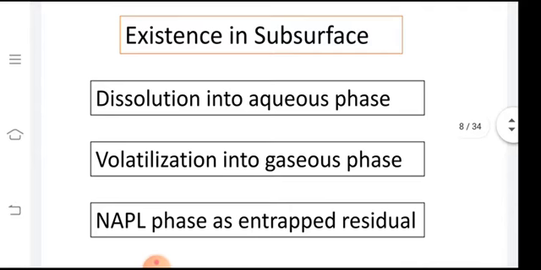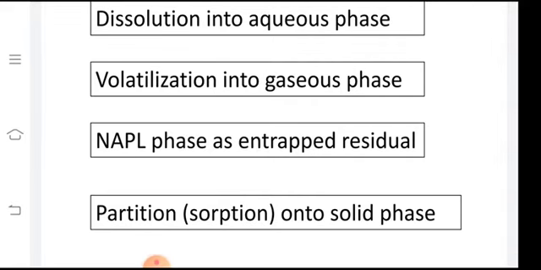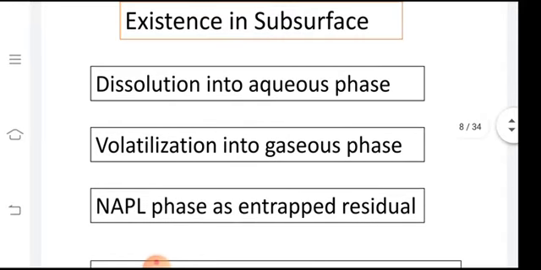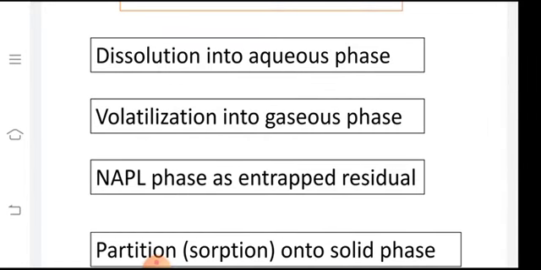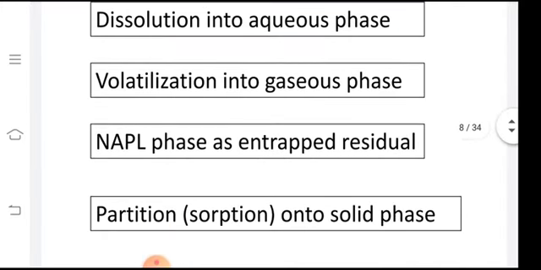Now, existence in the subsurface, dissolution in the aqueous phase, volatilization into the gaseous phase, NAPL phase as entrapped residual, and partition, sorption onto the solid phase are all the important mechanisms which are related with the behavior of this NAPL in our soil and groundwaters. We need to investigate all these things. So existence in subsurface can lead to dissolution in the aqueous phase. It can also lead to volatilization into the gaseous phase.